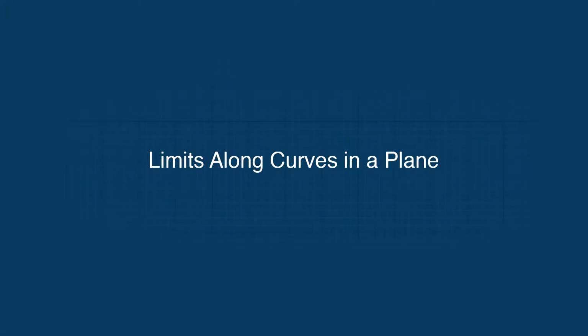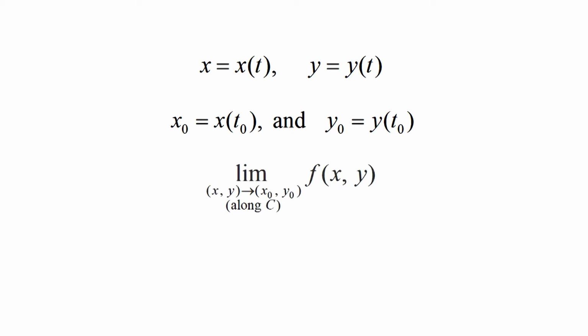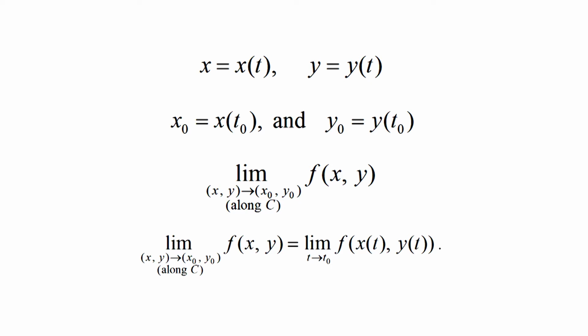Limits along curves in a plane. If c is a smooth parametric curve in 2-space that is represented by the parametric equations x equal to x of t and y equal to y of t, and if x naught is equal to x of t naught and y naught is equal to y of t naught, then the limit as (x, y) approaches (x naught, y naught) along c of f of x y is defined by the limit as t approaches t naught of f of x of t, y of t.